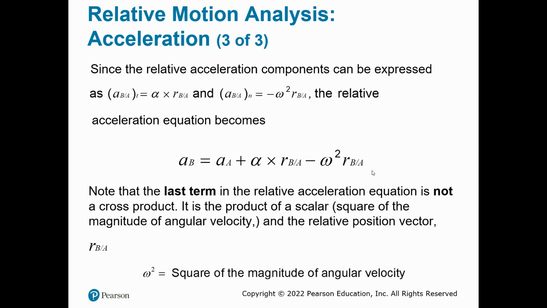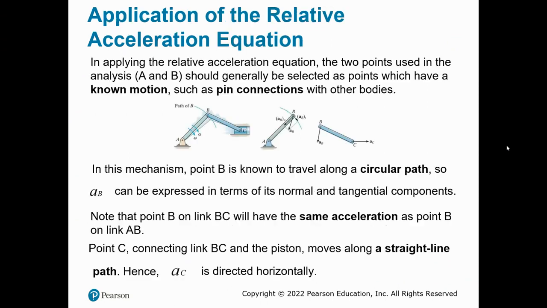The relative acceleration component can be expressed as (a_B/A)t, which is alpha times the radius, and then the normal component will be negative omega squared times the radius. The relative acceleration equation we write like this: a_B equals a_A plus alpha cross r_B/A minus omega squared r_B/A. Notice that the last term in the relative acceleration equation is not a cross product. It is a product of a scalar, the square of the magnitude of the angular velocity, and the relative position vector r_B/A.